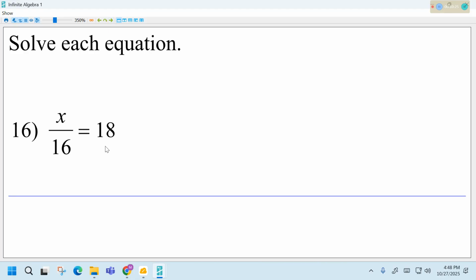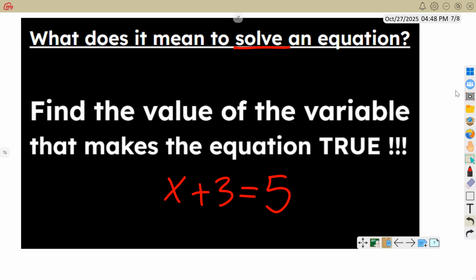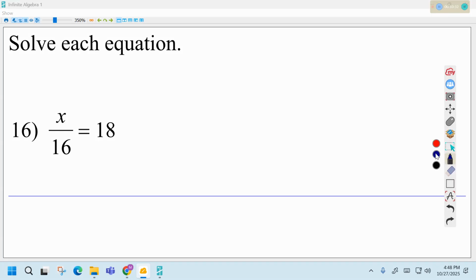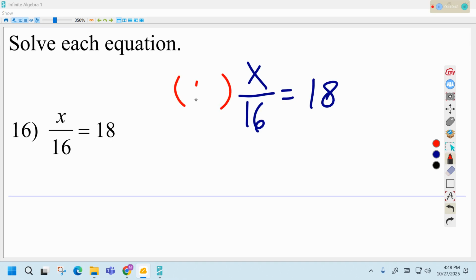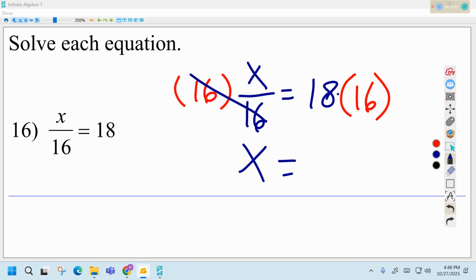So what would happen here? Do I have to divide or do I have to multiply? Well, since I want to undo that division, I will have to multiply both sides by 16. So I'm actually going to rewrite the whole equation over here. And I'd like you to realize I'm going to put 16 on this side in parentheses and on this side in parentheses too. Don't forget that that means multiply. So these cancel out, and in this case, we should have x equals 18 times 16. And 18 times 16 is 288.